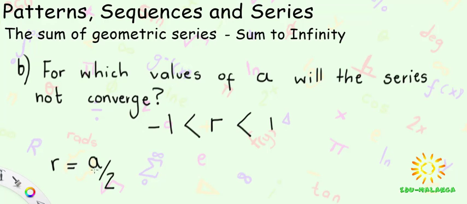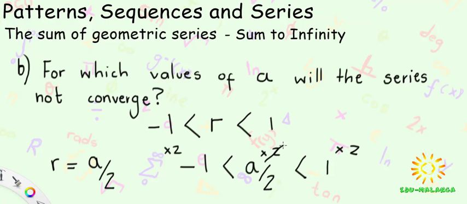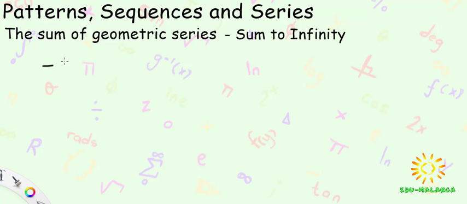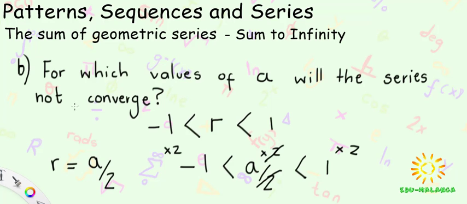So let's substitute in a over 2 where we are seeing r. We will then have negative 1 should be less than a over 2, which should be less than 1. We have a division by 2. If we multiply everything by 2, times 2, times 2, and times 2, the divided 2 will cancel out, and then the equation will become negative 2 should be less than a, which should be less than 2. And under these conditions, the series is going to converge.